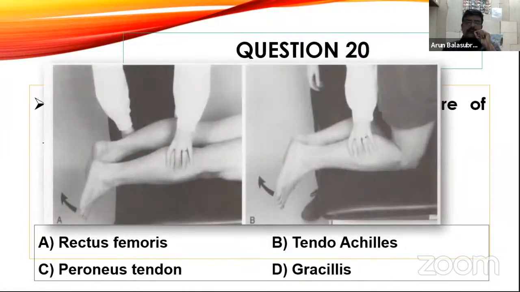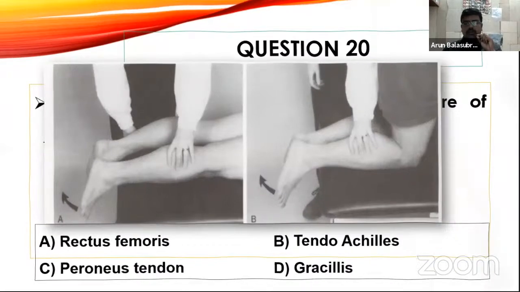So, very easy test. Make the patient lie prone and then just squeeze the calf. If the patient produces plantar flexion, it indicates the tendon is intact. If the patient is not able to do a plantar flexion when you squeeze the calf, that indicates a tendo-achilles rupture, or damage to the tendo-achilles, or an injured tendo-achilles.